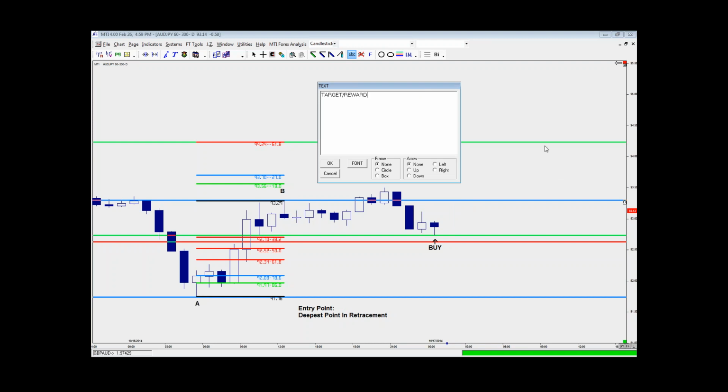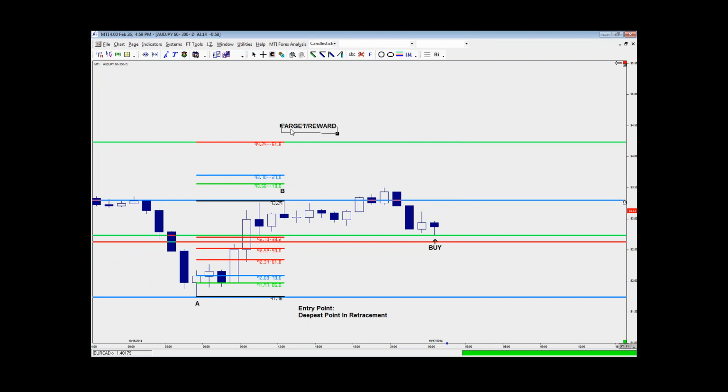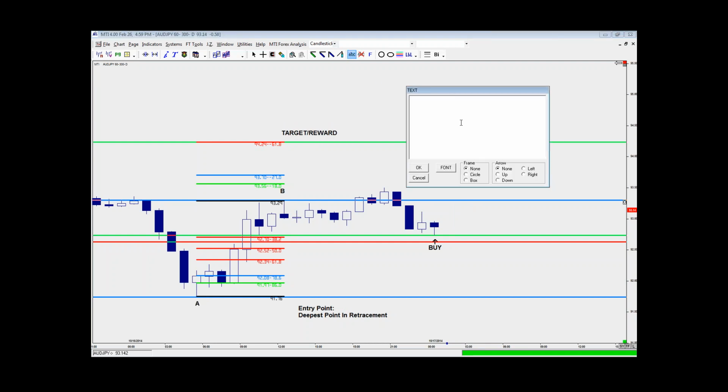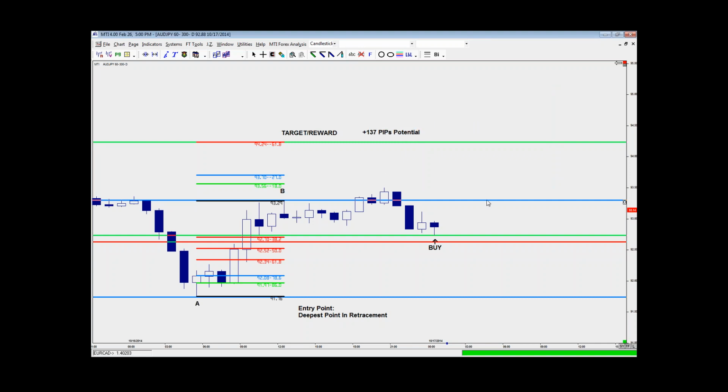Once again, if I can spell today, I'm just kidding. All right, there we go. So plus 137 pips, or actually, let me just put potential. So we're going after 137 pips potential. All right, now, how many pips are we risking here? Our stop is minus 10 pips, right? Type in, how many of you agree with me? Is this a pretty good risk to reward ratio?